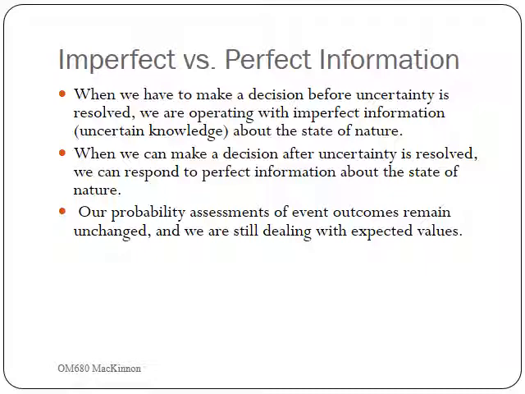Imperfect versus perfect information. Okay, as we said, we make the decision before the uncertainty is resolved. Okay, and so we have imperfect information. If it was otherwise, if we could swap those chance nodes and decision nodes around, we would have perfect information. Okay, but we would have a higher payoff, as we saw on the last slide.